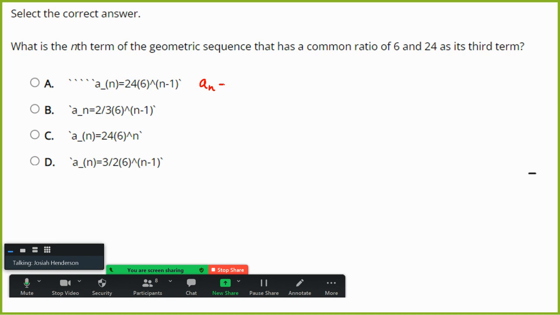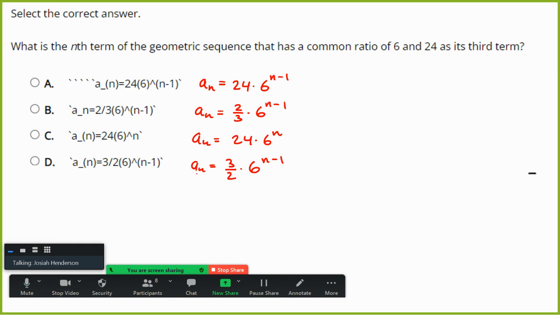So what this is saying is an is equal to 24 times 6 to the n minus 1. This one is an equals 2/3 times 6 to the n minus 1. This one is a sub n is equal to 24 times 6 to the n. And then last we have an equals 3/2 times 6 to the n minus 1.